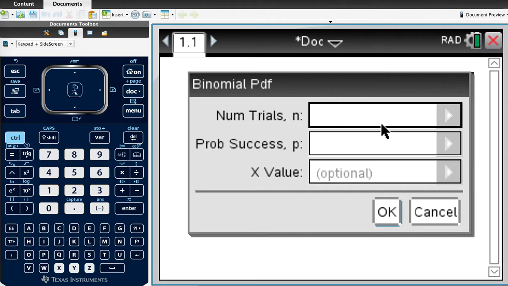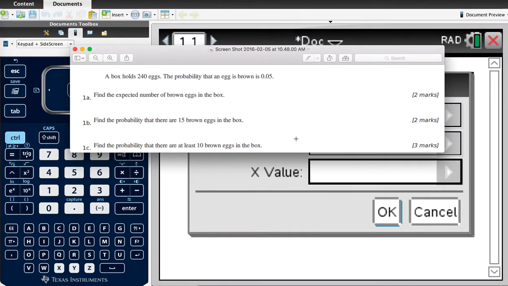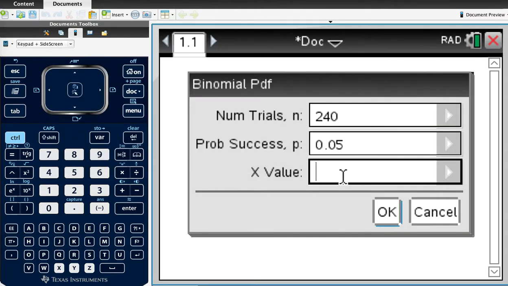And it gives us all the information that we need. We've got 240 eggs. The probability of success, the probability of seeing a brown egg amongst these is 0.05, so we just type that in, and then we can give it the x value. In this case the question is asking us what's the probability of finding 15 brown eggs, so we can just type in 15. If we left that blank, it would give us the probabilities for every single x value.